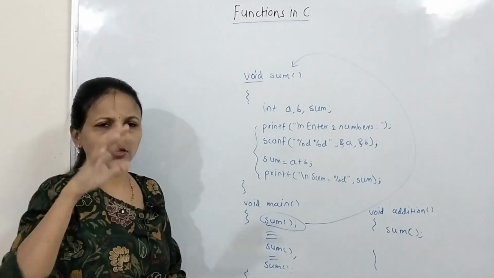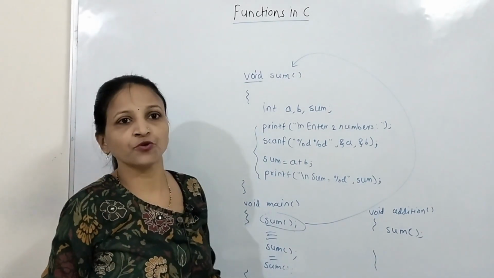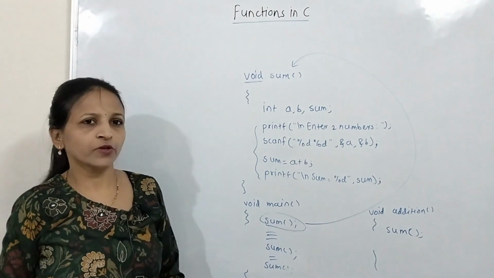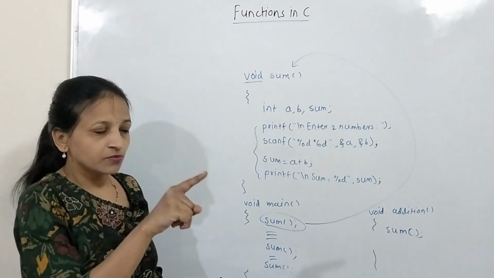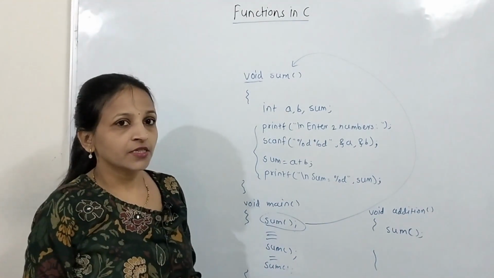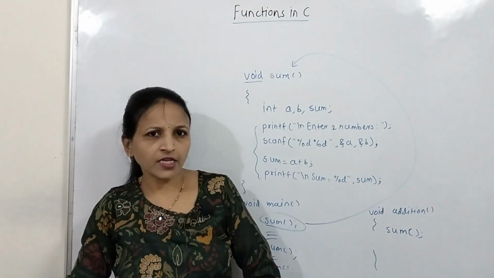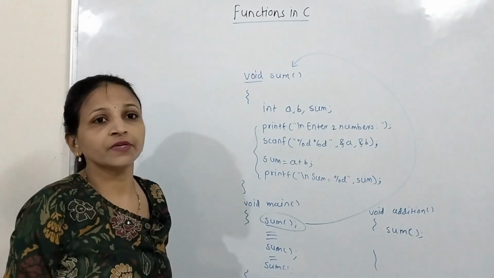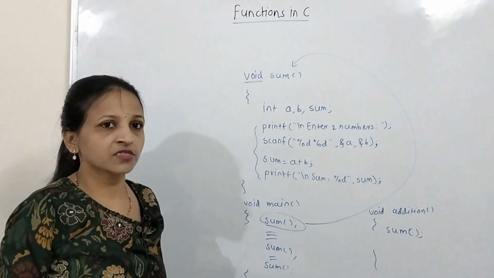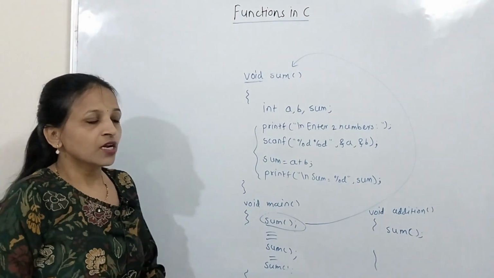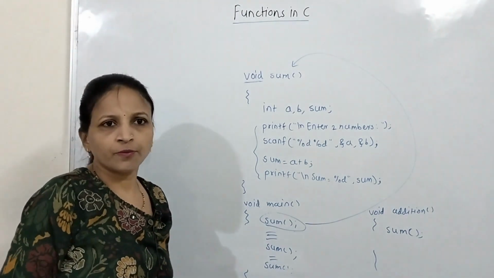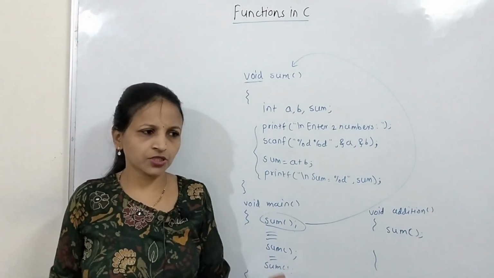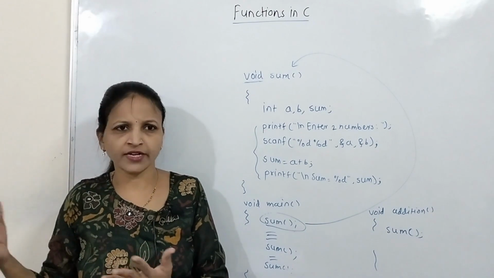We have already discussed that C is a procedure oriented language. What are the characteristics of this procedure orientation? Our focus is on functionality. Suppose you want to do any big task, then we can divide our main task into different subtasks with the help of functions. Say I want to write a calculator program. In that there are multiple functionalities like addition, subtraction, multiplication, division and so on.